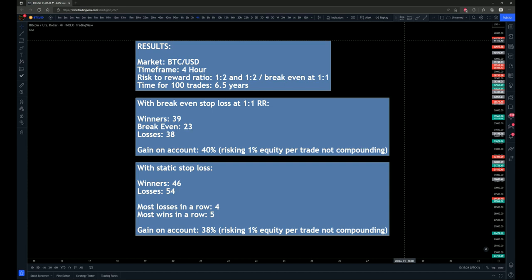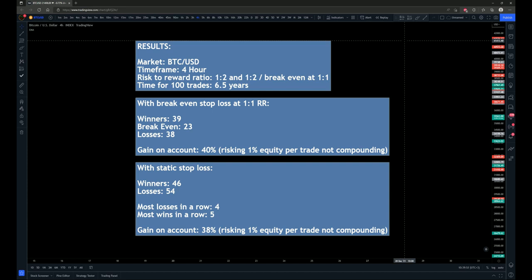Now, with the static stop loss, just targeting a strict 1-to-2 risk to reward ratio, not moving the stop loss, there were 46 winning trades and 54 losing trades. The most losses in a row was 4 and the most wins in a row was 5. The gain on the account, 38%. Also, of course, risking 1% of the equity per trade, not compounding. So it's essentially the same thing. The end result, the net profit figure, ended up being just about the same for both tests.